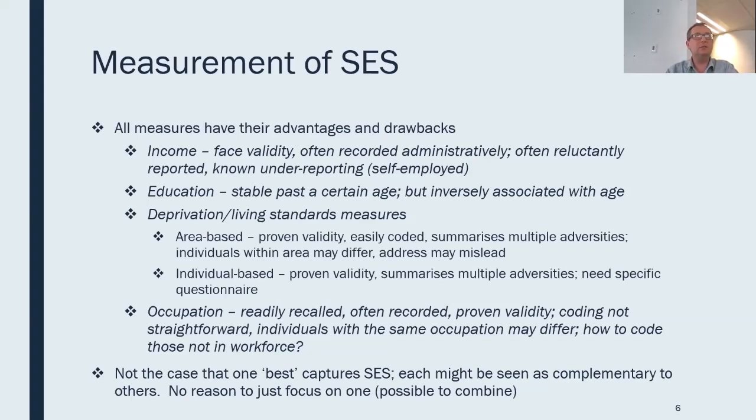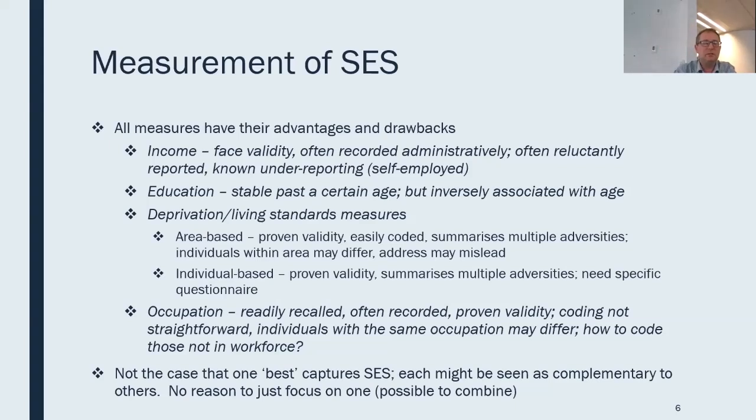Education, again, is often used and is often recorded. It's stable past a certain age, so it doesn't fluctuate the same way income may, but is inversely associated with age. So a population in their 60s will have quite a different education profile than a population in their 20s, and so they mean slightly different things, I think.